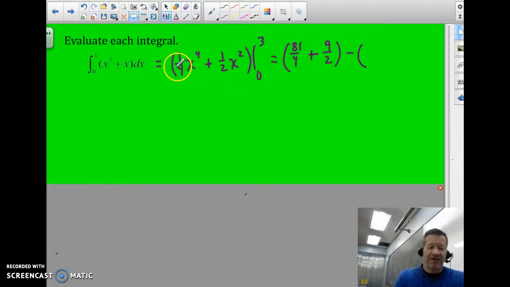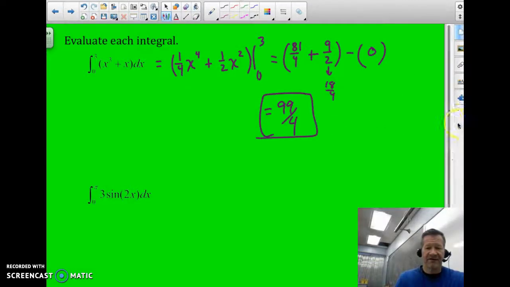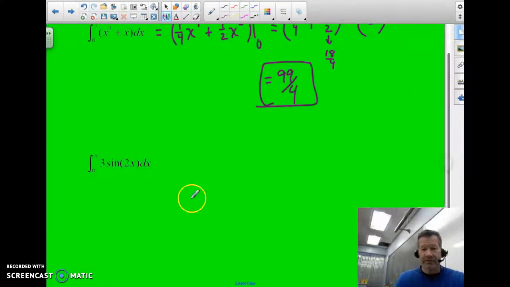Minus, now you put in 0. When you put a 0 into a polynomial, you're just going to get 0. So I have 81 fourths plus 9 halves, which can be written as 18 fourths. And adding those, I will get 99 fourths. And of course, you can check these answers very easily using fnint on your TI-84 or 83 or whatever you have. Okay, now this one.